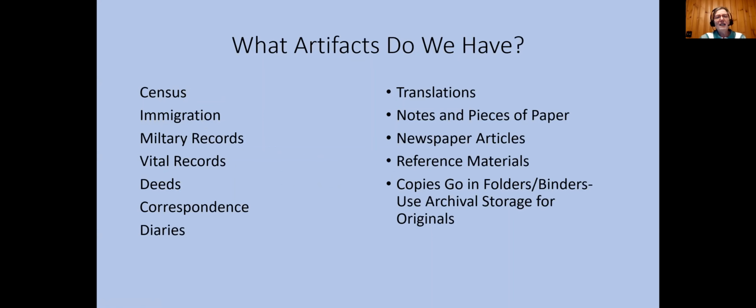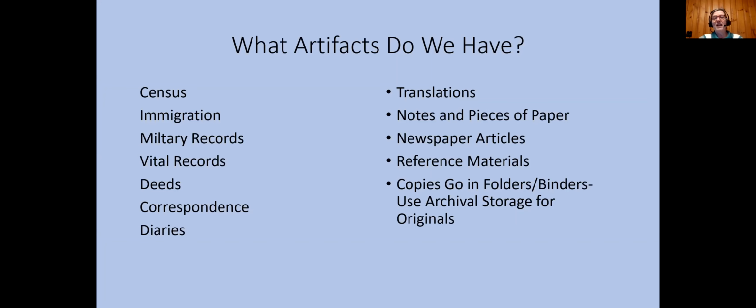Okay, so in case there are some new genealogists with us today, what are some of the papers or artifacts that we have? Things like census records, immigration records, the military records. You may have them as paper, you may have them as computer files, vital records, deeds, correspondence. I have letters that my grandfather wrote back to my grandmother and my mother in 1929 when he was sailing back to Poland for a family reunion. You may have diaries. You may have translations.